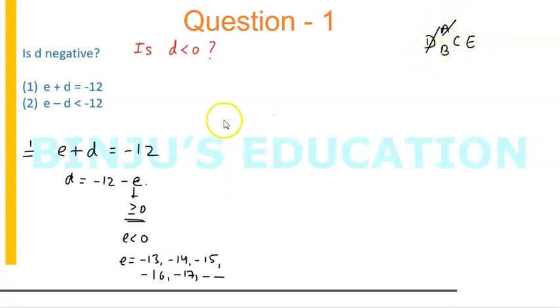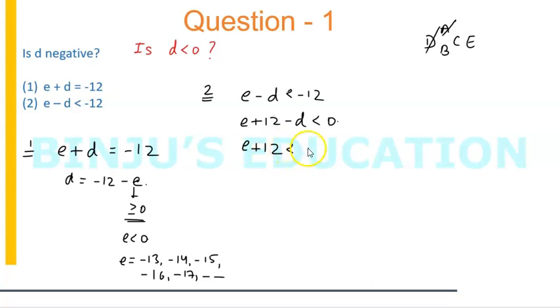Okay. Second statement says that E minus D is less than minus 12. So first of all, let me add 12 on both the sides. So E plus 12 minus D is less than 0. Then let's add D on both the sides. So E plus 12 is less than D, or D is greater than E plus 12.